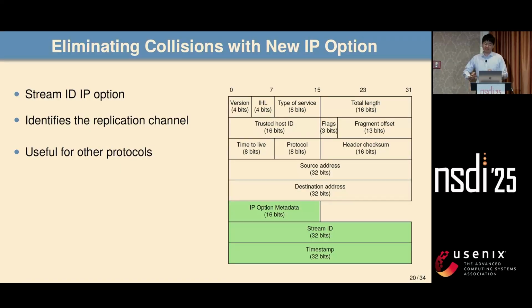In order to address this issue, we introduced a new IP option called Stream ID. Stream ID uniquely identifies the fragment between different replication channels. It guarantees that the fragment will always be stitched to the same flow, and it completely eliminates the IP collision problem. Along with other optimizations, finally, we can achieve our performance goal.